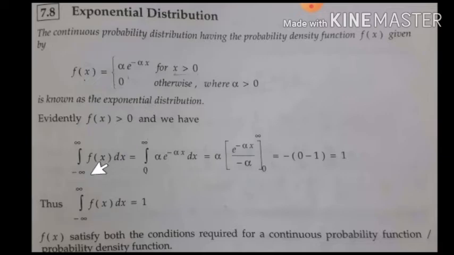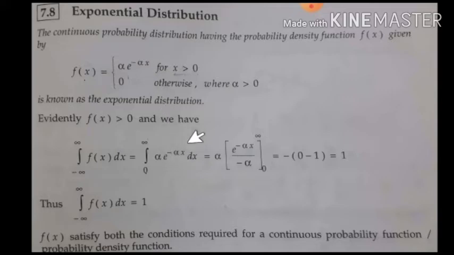Then let us prove it. The integral from minus infinity to infinity of f of x dx should be equal to 1. So substitute the function f of x. Function f of x is defined as alpha into e to the power of minus alpha x only for x positive, that is, x greater than 0. So the limit minus infinity to infinity becomes only 0 to infinity, since from minus infinity to 0, f of x is 0. So from 0 to infinity, f of x is alpha e to the power of minus alpha x.